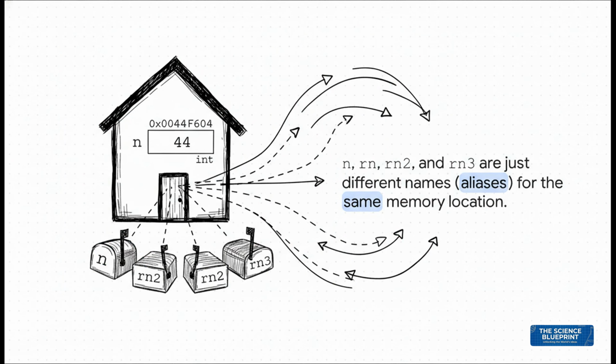This picture really says it all. There is only one house, and inside that house is the value 44. All these different names, n, r, rn2, rn3, they're all just different labels slapped onto the same mailbox. They're all just aliases for that one single location.